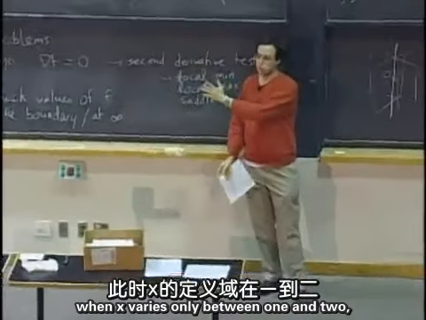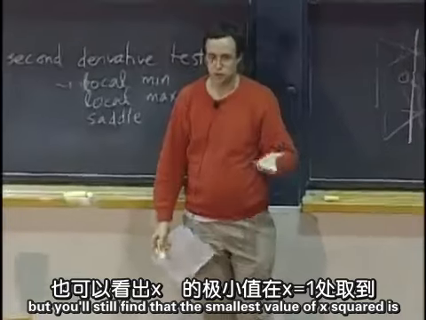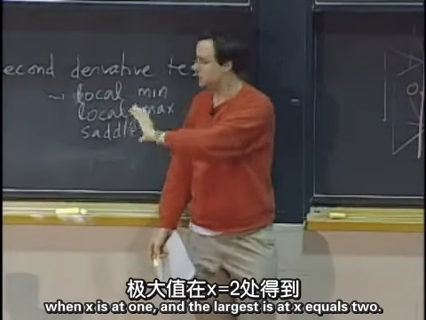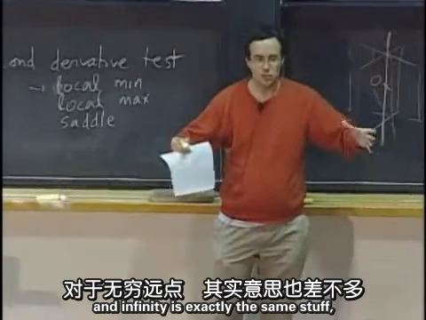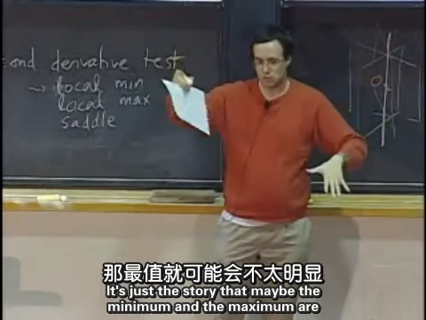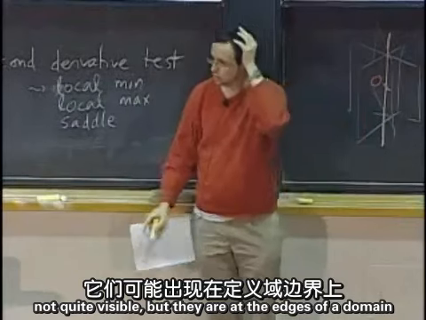And similarly, if you try to find the minimum and the maximum of x squared when x varies only between 1 and 2, well, you won't find the critical point, but you'll still find that the smallest value of x squared is when x is at 1, and the largest is at x equals 2. And all this business about boundaries and infinity, it's exactly the same stuff, but with more than one variable. It's just the story that maybe the minimum and the maximum are not quite visible, but they're at the edges of the domain we're looking at.